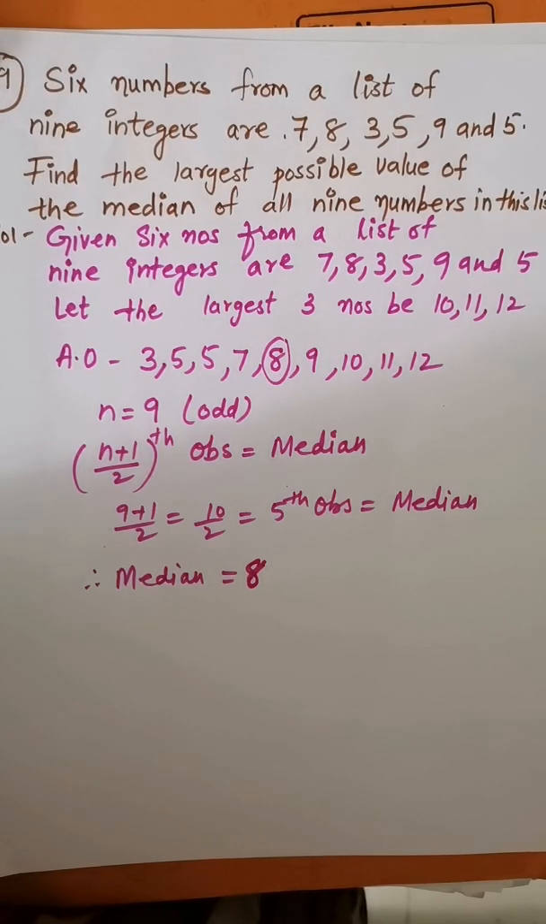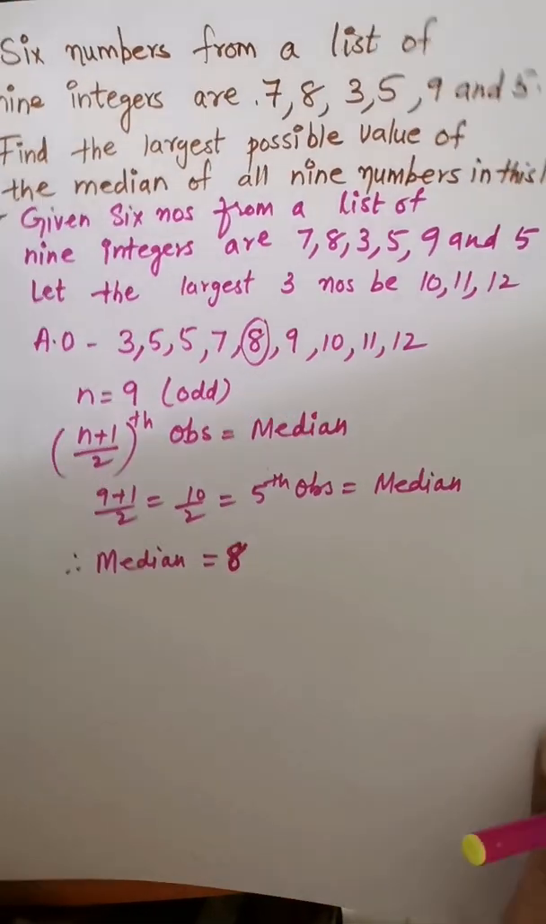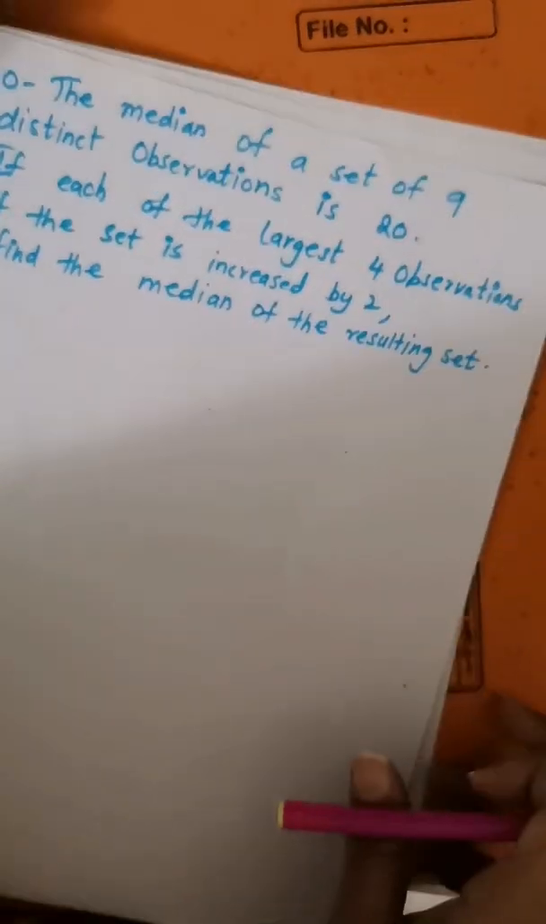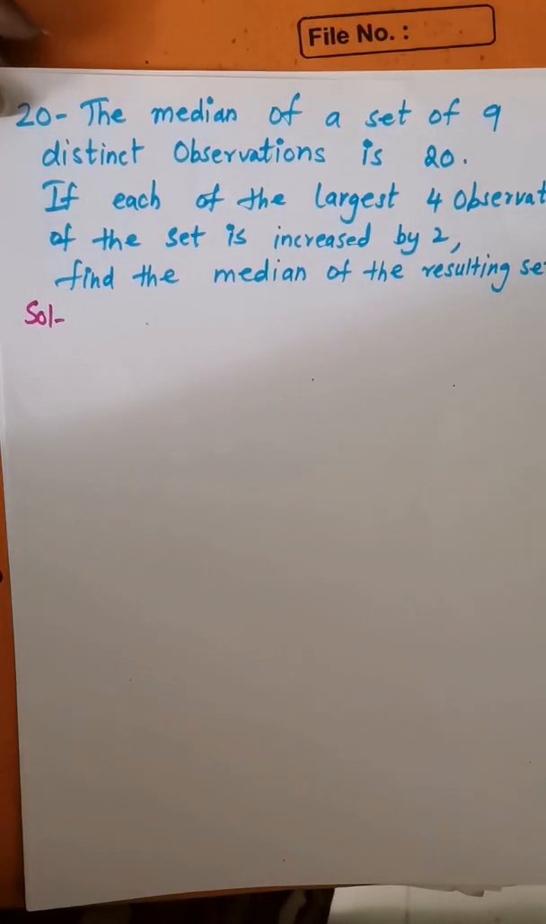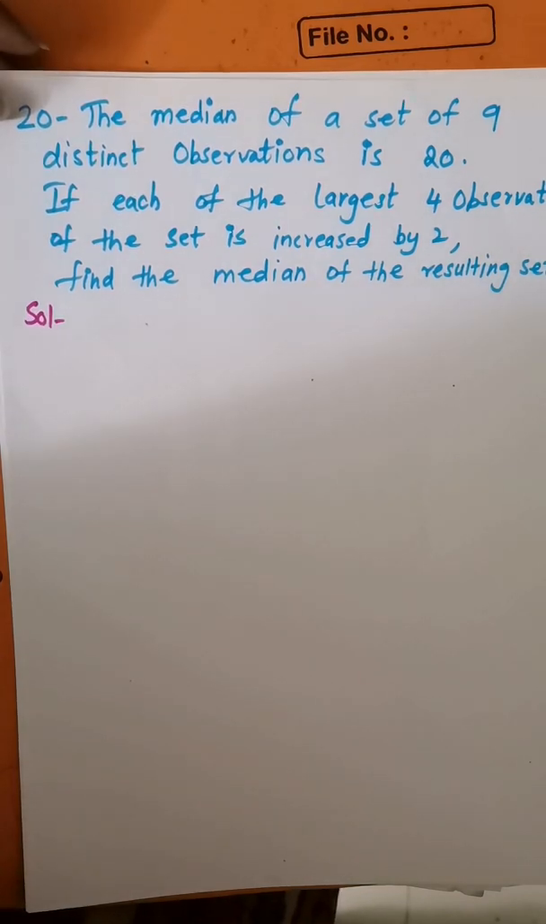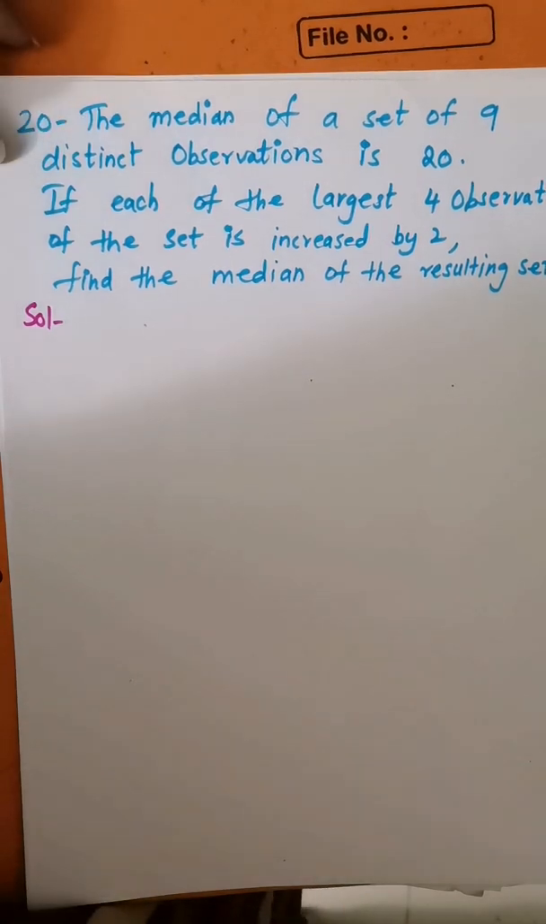Okay children, now next. The median of a set of 9 distinct observations is 20. How many observations are there? 9. And the median is given as 20. If each of the largest 4 observations of the set is increased by 2, find the median of the resulting set.